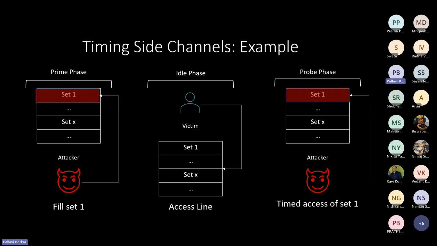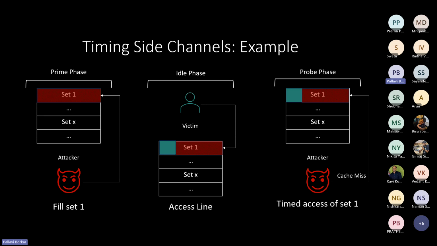The attacker then waits for a fixed time interval. In this interval, the victim accesses a line from some set, let's say X. After the fixed interval, the attacker then again accesses all the lines that they have placed in the cache set 1. This phase of the attack is known as the probe phase. So what happens is that if the victim placed a line in the same cache set, that is cache set 1, it would have evicted at least one of the attacker's lines.